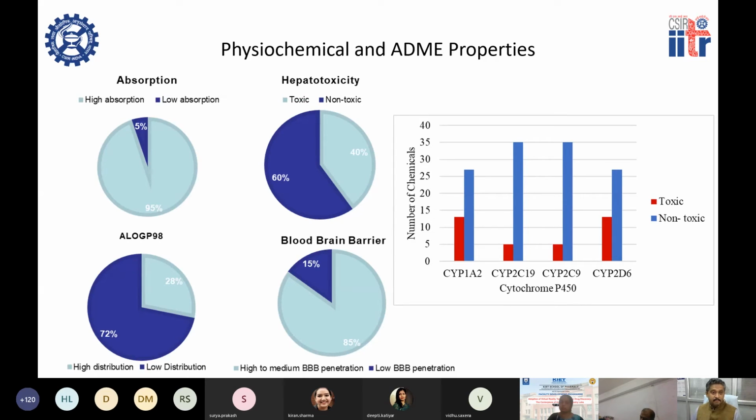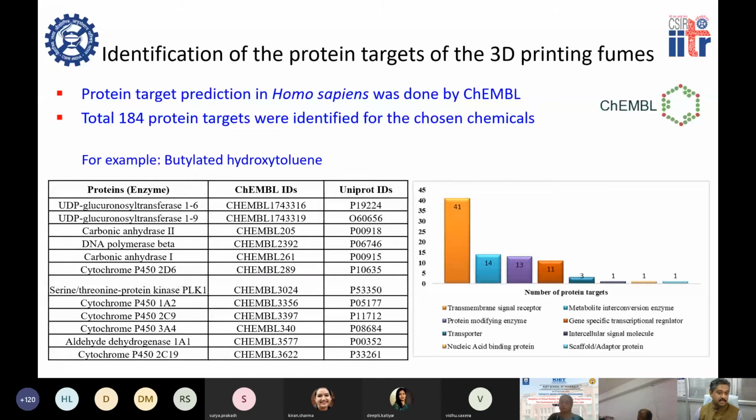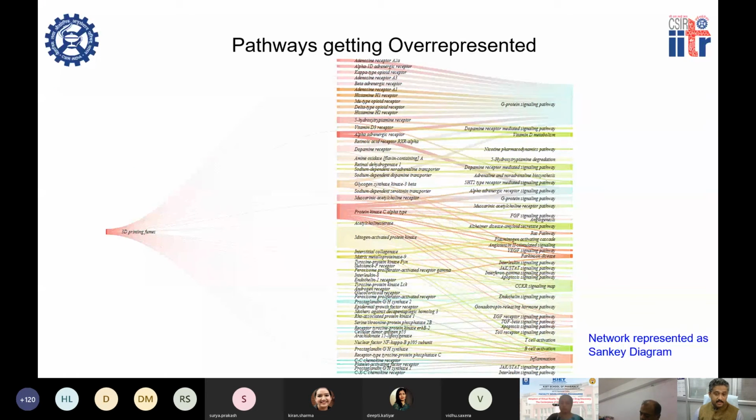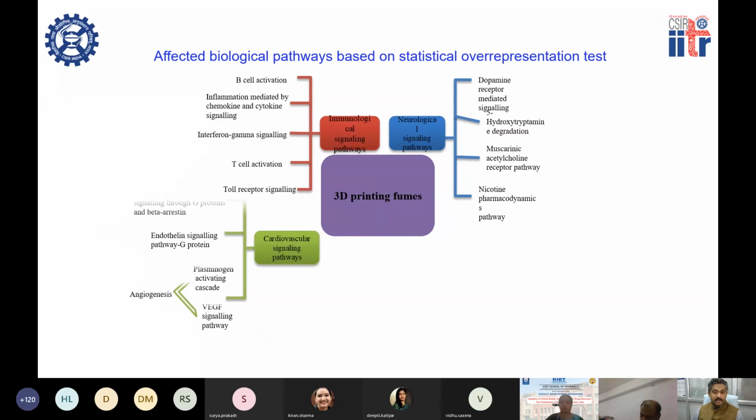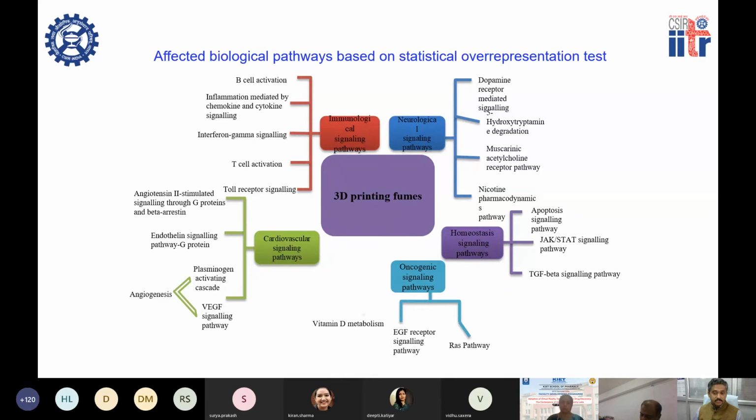We used ChEMBL here and identified various protein targets relevant to these chemicals involved in our study. We identified 194 protein targets for the chosen chemicals. These chemicals are associated with various pathways. If they cross the blood-brain barrier, we found they are affecting those particular targets, so it can impact immunological signaling, neurological signaling, and cardiovascular signaling. This provides complete information on how these molecules or compounds are going to impact.